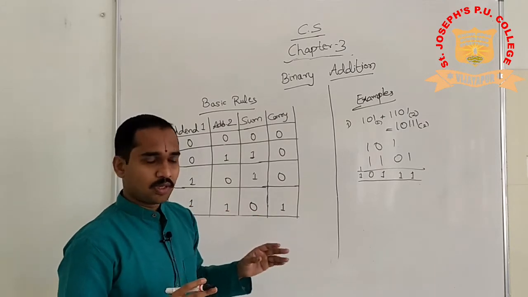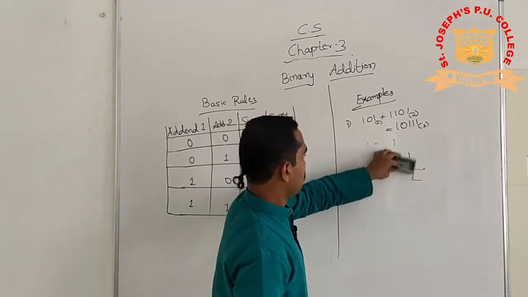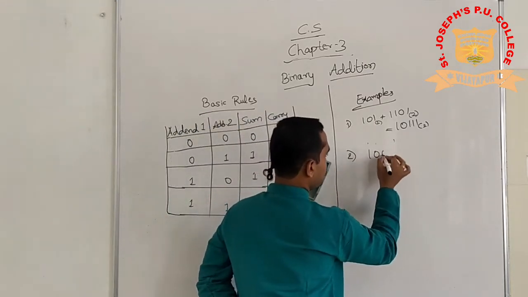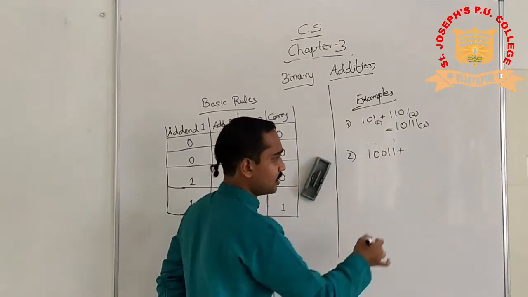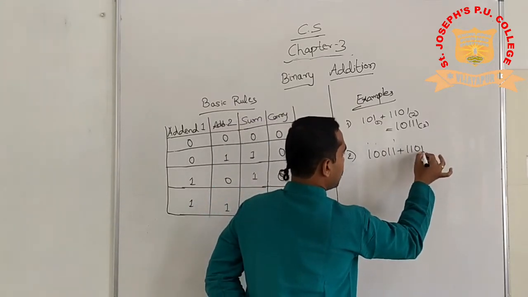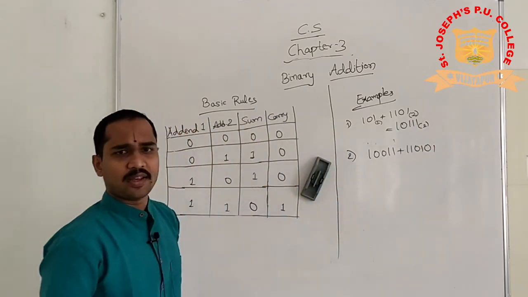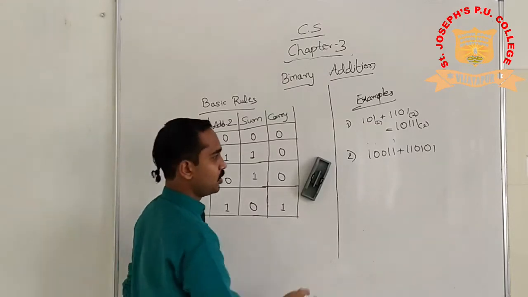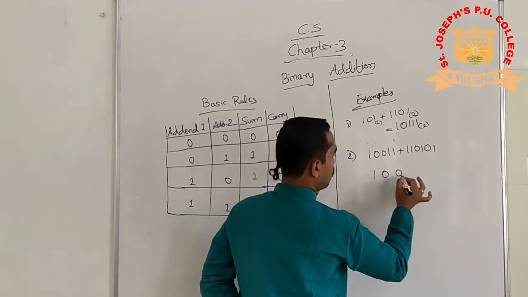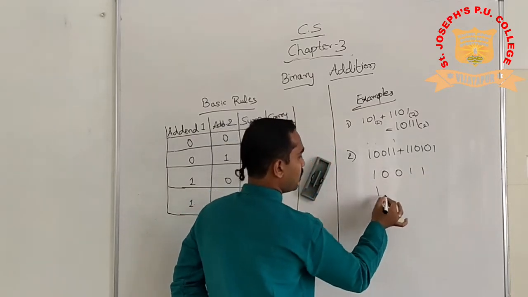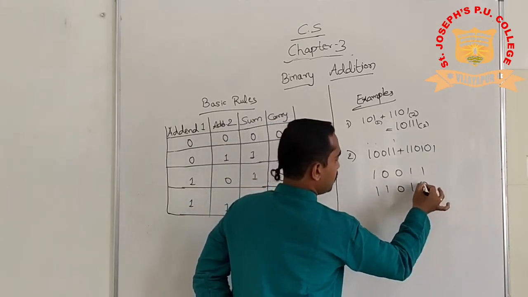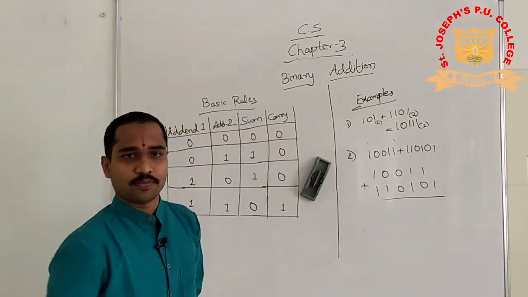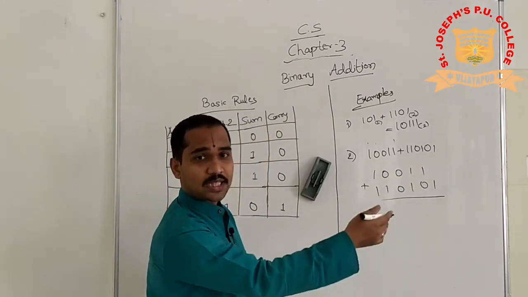Am I clear here? Can I take one more example? Say 10011 plus 110101. Any two binary numbers you are taking and you are adding. You already have the rules, you can add them easily. Take 1 0 0 1 1 and 1 1 0 1 0 1. Now you have to add these two numbers. Binary addition. Start from the LSB, the rightmost bit.